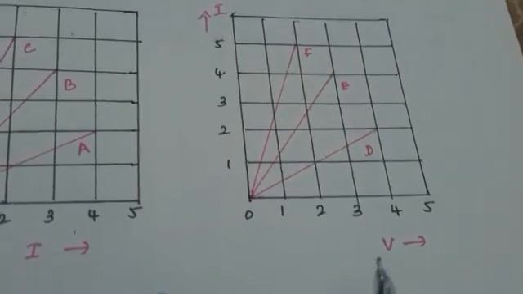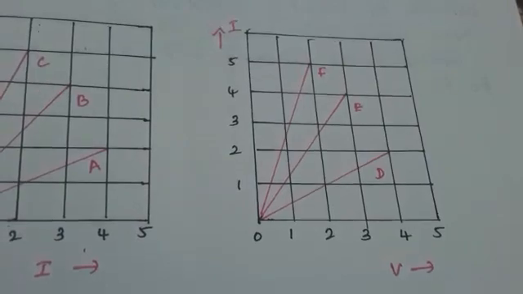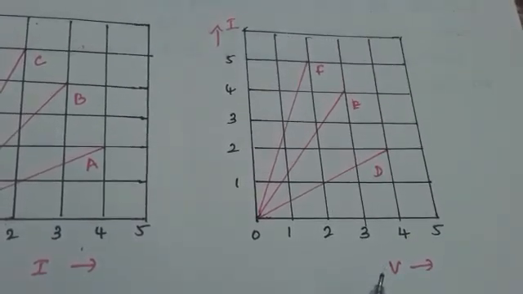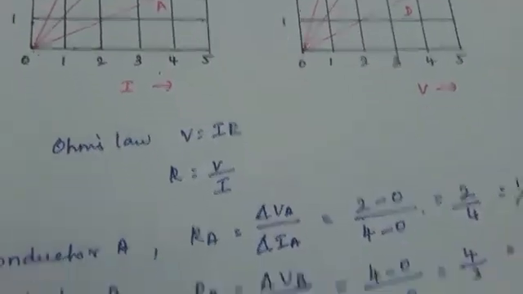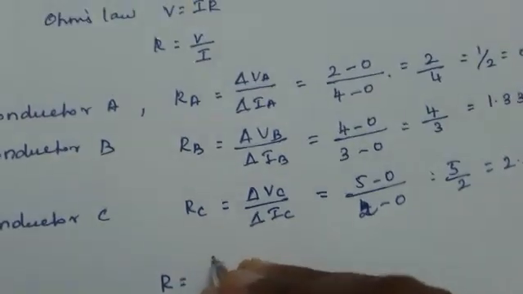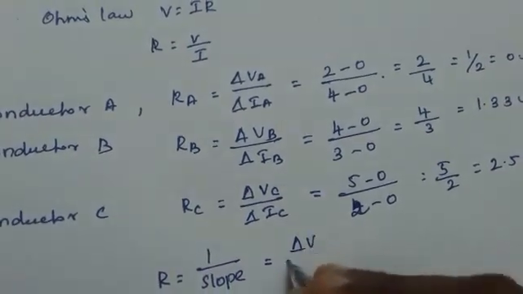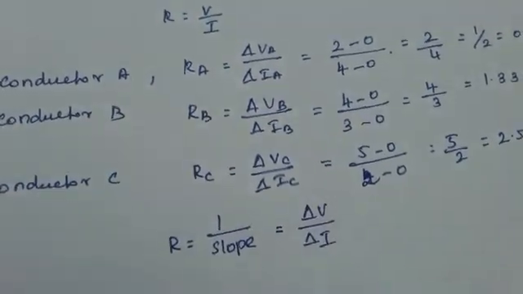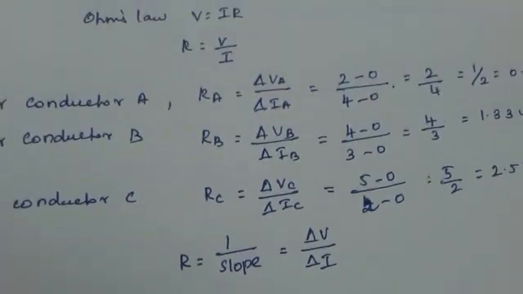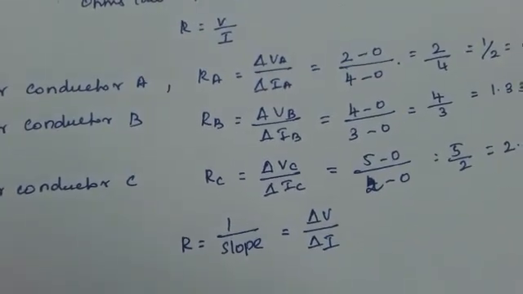In the next graph, the voltage is along the x-axis and the current is along the y-axis. Now when you take the slope, that is delta I by delta V. So resistance is nothing but 1 by slope. 1 by slope is equal to delta V by delta I. So here we have to find 1 by slope, starting with conductor D.